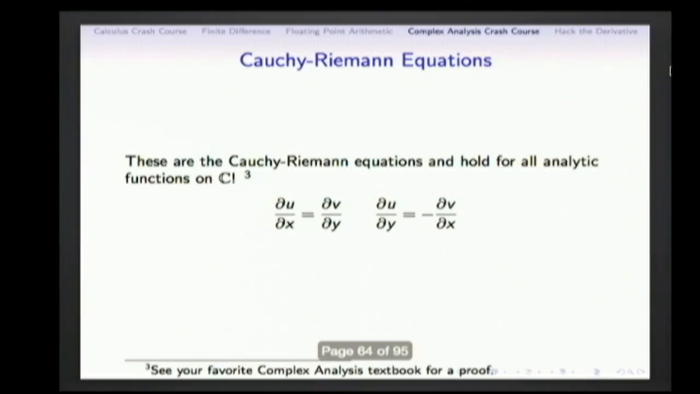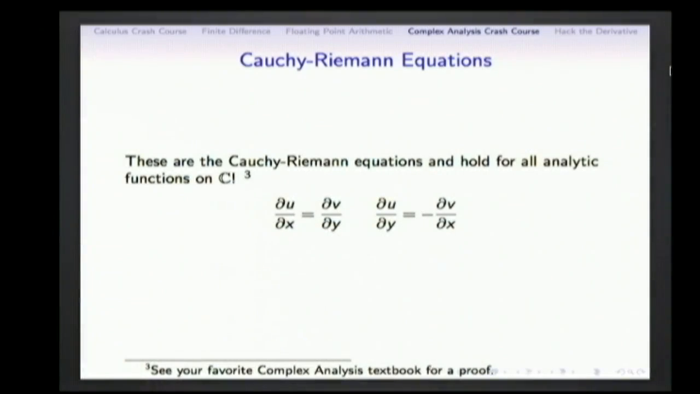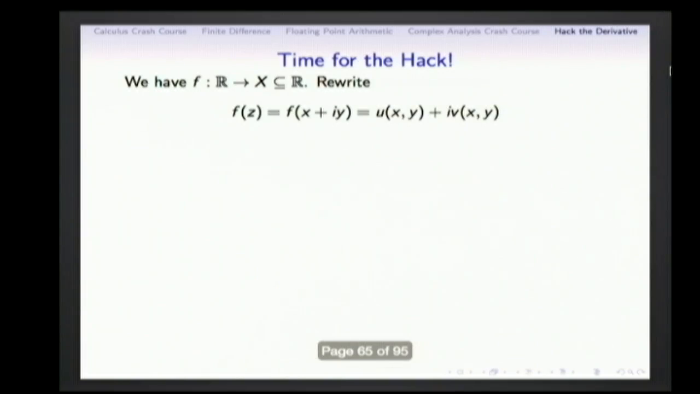And this is super important. In fact, this is the Cauchy-Riemann equations. For every analytic function, these equations hold. This is a really awesome thing about complex analysis. If you've ever taken the course, this is the thing about complex analysis. If you want to see a proof of that, I encourage you to go find your favorite complex analysis book and work through it. We unfortunately don't have time to work through that here.